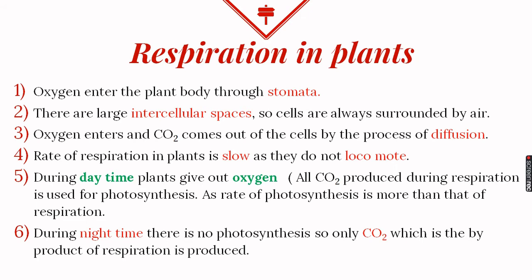But we know that plants are not moving around and they do not have very complex organ systems. So as a result, their energy demands are very less as compared to animals. So for that reason, the rate of respiration in plants is very slow as compared to rate of respiration in animals. So for that reason, during daytime, plants give out oxygen because rate of photosynthesis, which is producing oxygen, is more than rate of respiration, which is producing carbon dioxide.